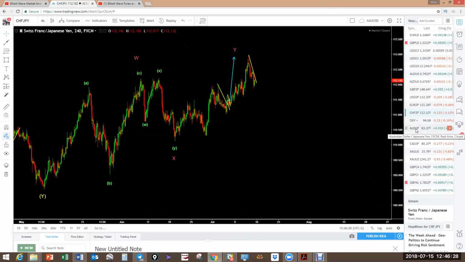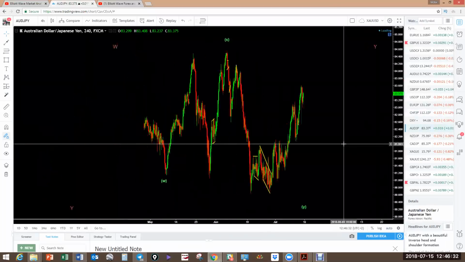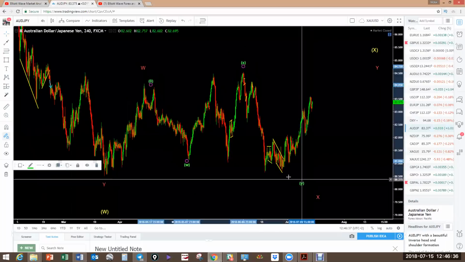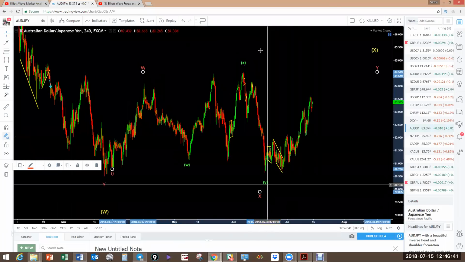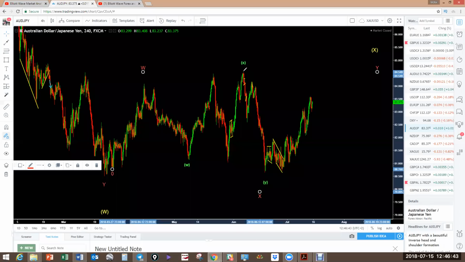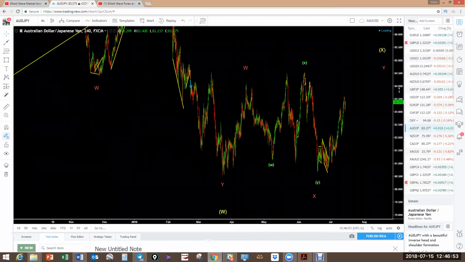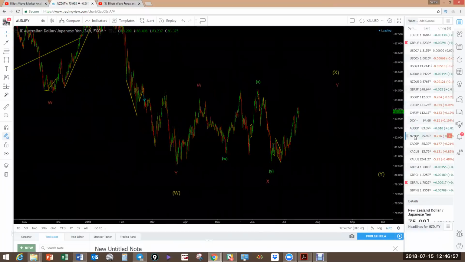Okay, so looking at AUDJPY. Same as the rest of the yen pairs, focused upside here. So you keep buying the small corrections. This one is targeting this level first, small correction all the way to this level. Okay, so the structure here is very clear. Correction, upside, correction, upside. That's AUDJPY. New Zealand, same.